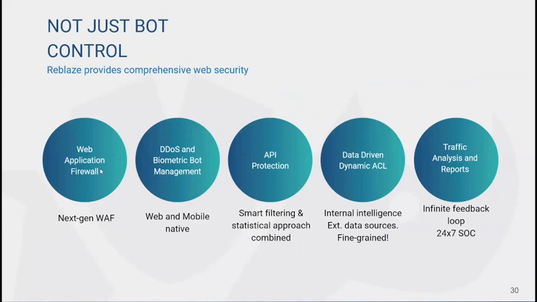We provide a comprehensive web security solution, which includes a web application firewall against all the OWASP top 10 attacks, such as SQL injection and XSS. We provide DDoS protection, both network layer and application layer. It's very important to mention, as Nati mentioned, that the AWS solution provides DDoS protection against attacks in the network layer. Reblaze also provides DDoS protection in the application layer, which is the more crucial area, where we can see most of the attacks these days.